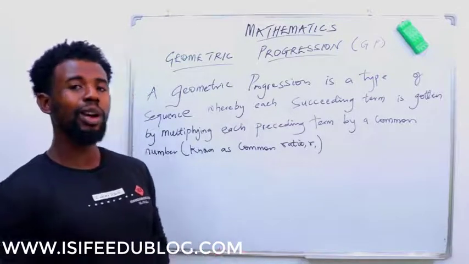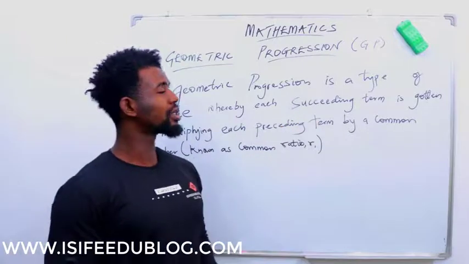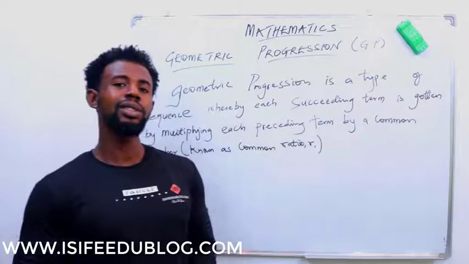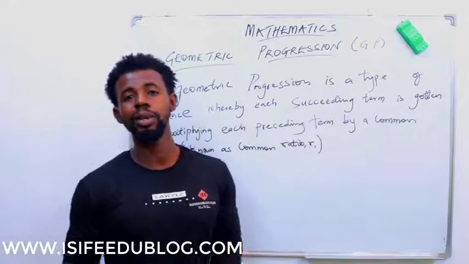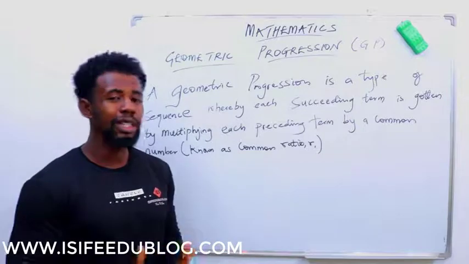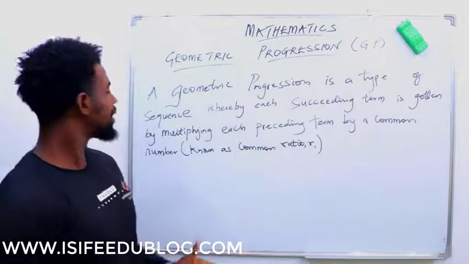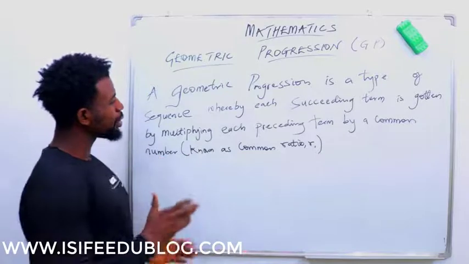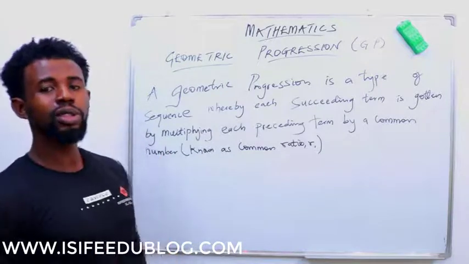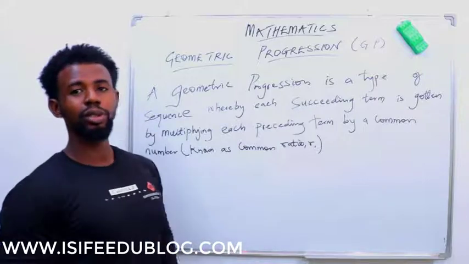I believe that we all can still remember what we mean by a sequence. We said that a sequence is a group of numbers, a set of numbers that follow a particular pattern or rule, right? So if you have a group of numbers whose pattern or rule is multiplicative, we refer to such a set of numbers as a geometric progression.